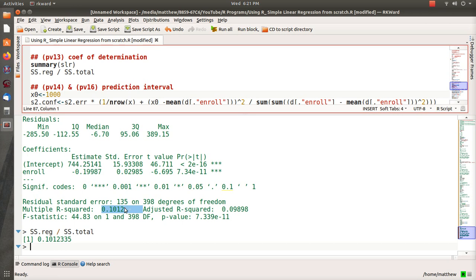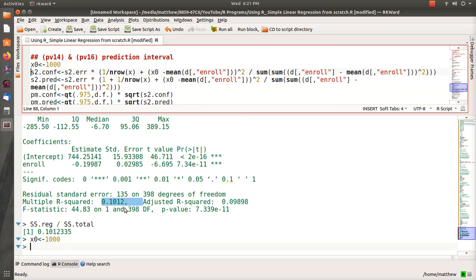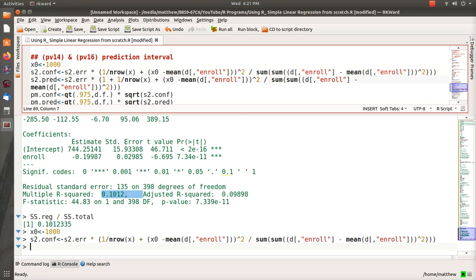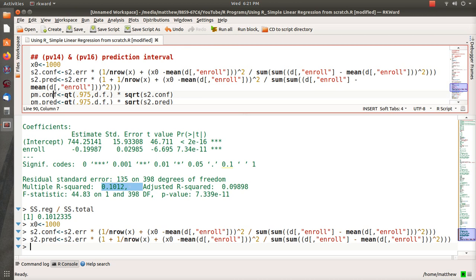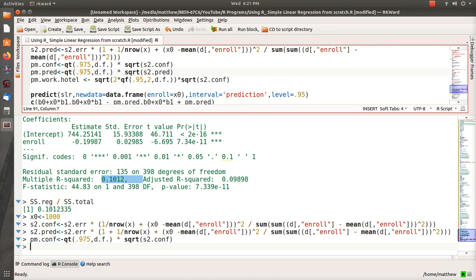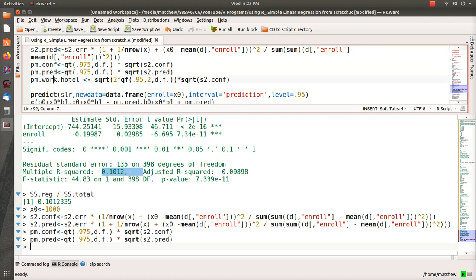So I'm going to predict at x0 of 1,000, and I don't know why I picked 1,000, I just picked it. And then using the formula from PV14 and PV16, this is the formula for the confidence interval. So it's the variance for the confidence interval and variance for the prediction interval. And then this next is, I call it plus minus for the confidence interval. So this is the t with alpha over 2 and the degrees of freedom, and then the square root of this variance for the confidence interval. And then we do the plus minus for the prediction interval, and then plus minus for the Working-Hotelling value.